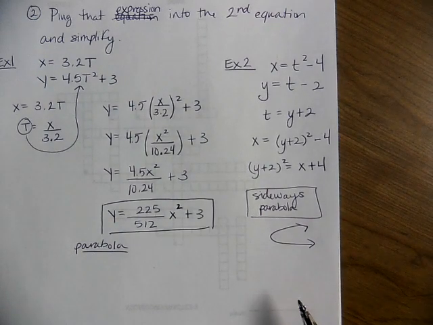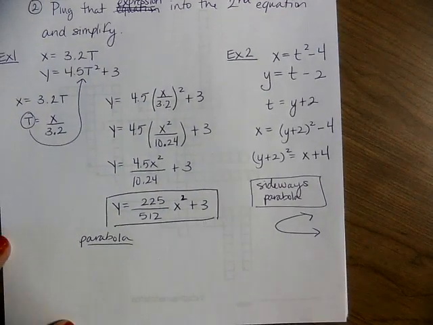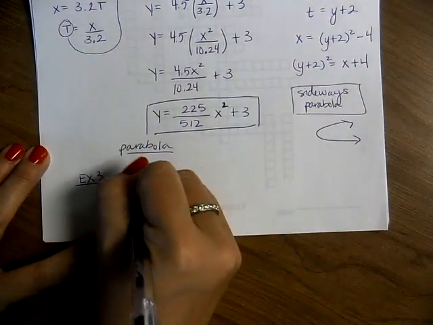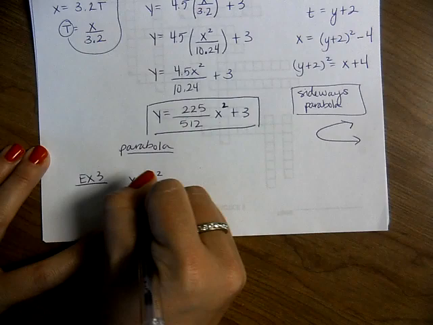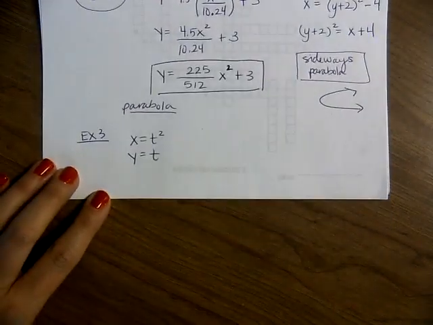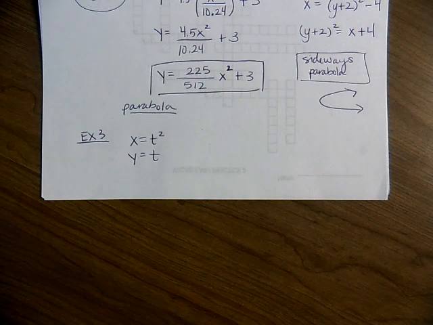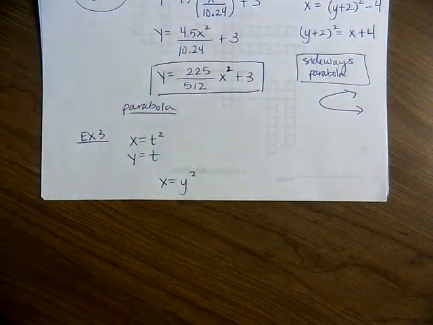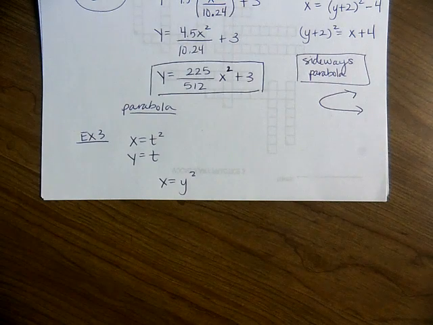Okay, it won't always be a parabola. Sometimes it will. Here, you try this one. X equals t squared and y equals t. You should be done. Are you done? Yeah, does x equal y squared? Yeah, okay. So sometimes it's really easy.